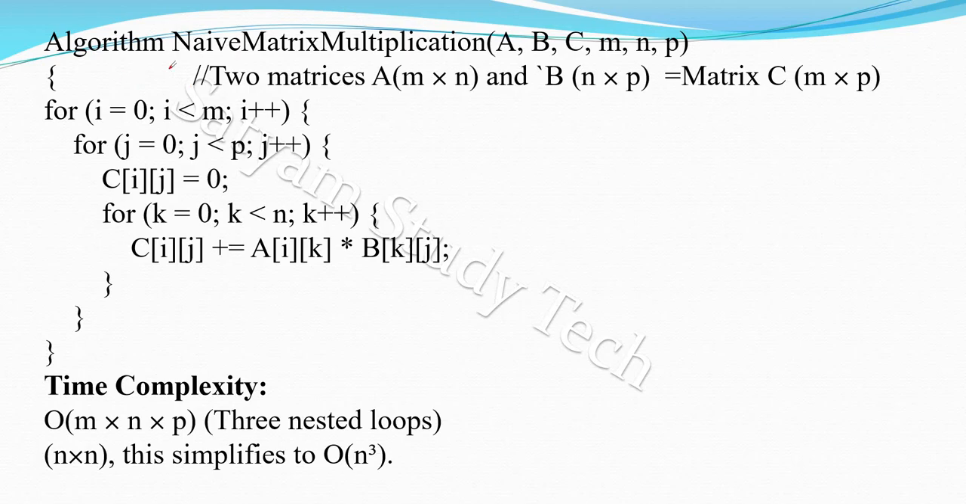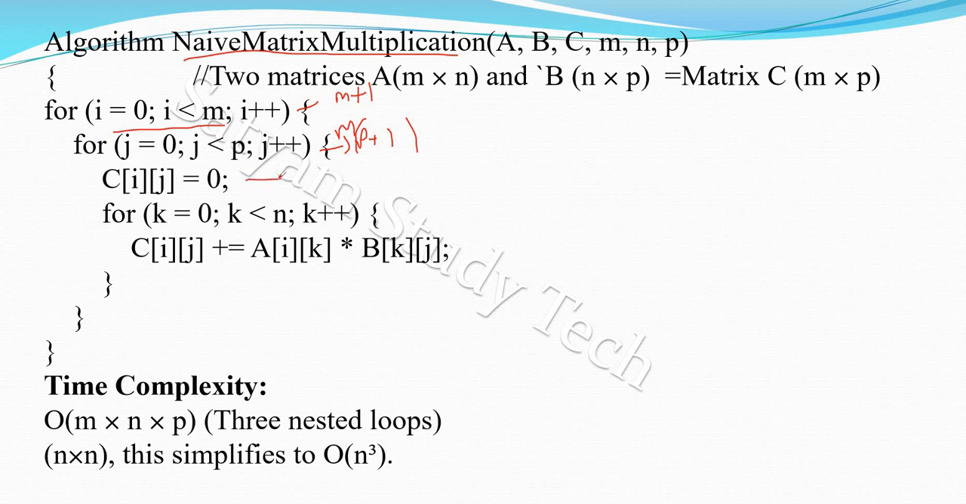Next, here is the matrix multiplication algorithm. Here, i equal to 0, i less than m, i plus plus. So how many times is this for loop checked? That is m plus 1 times. Here also, p plus 1 times, that is equal to m into p plus 1 times, the number of times this inner loop is checked.